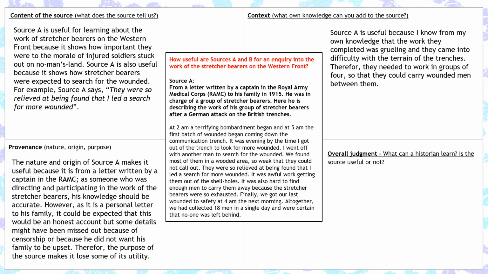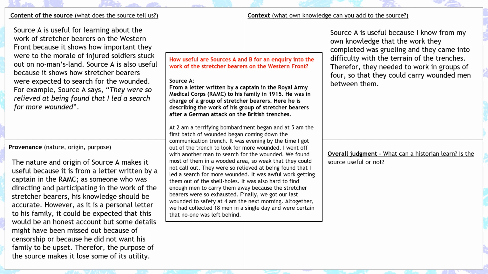So I've said, the nature and the origin of the source make it useful because it is a letter written by a captain in the RAMC. As someone who was directing and participating in the work of stretcher bearers, his knowledge should be accurate. However, as it is a personal letter to his family, it could be expected that this would be an honest account, but that some details might have been missed out because of censorship or because he did not want his family to be upset. Therefore, the purpose of the source makes it lose some of its utility.